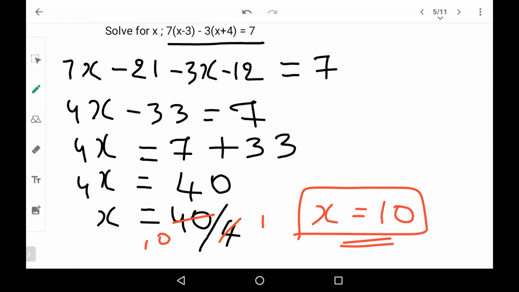Understood? Yes, good. Many of them gave me the answers. Many of them have solved the answers also. Good, very good. So did you understand the problem? Okay, can we go for the next problem?